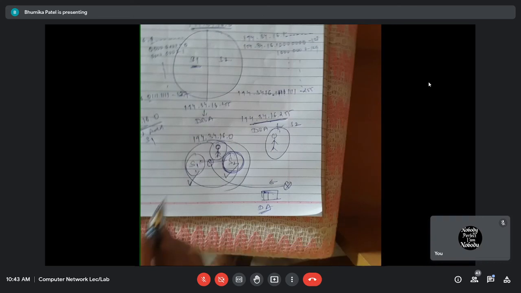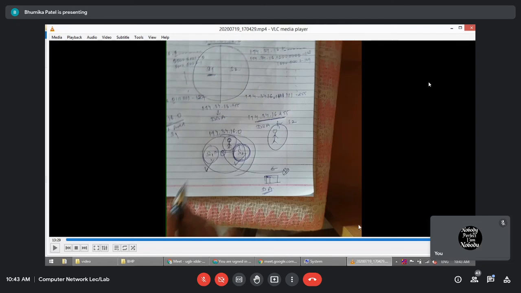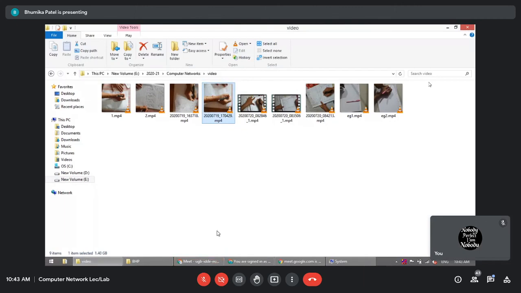Okay, so in the next lecture we are going to see the sums related to subnetting, which are most important. They will come for 7 marks in the final exam. Sometimes they come for 4 marks, or 3 marks, depending upon the question that is asked. So we are going to see those examples in the next lecture.